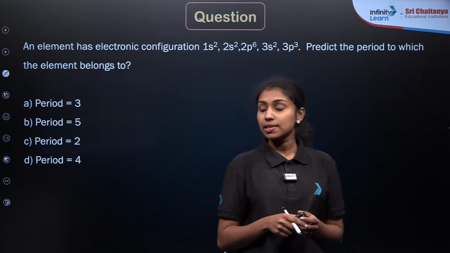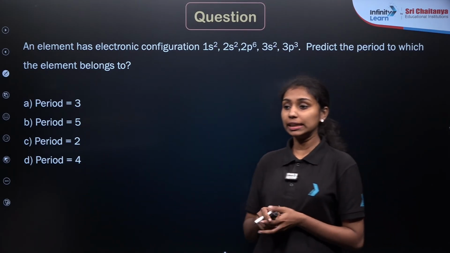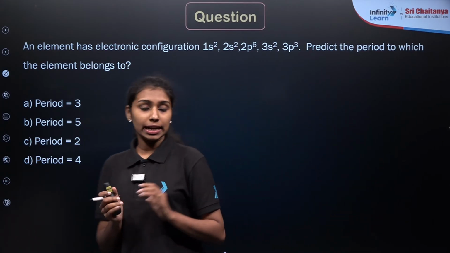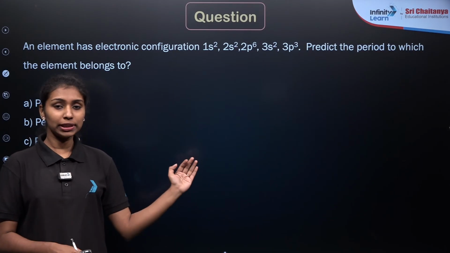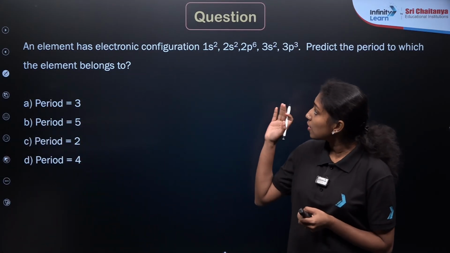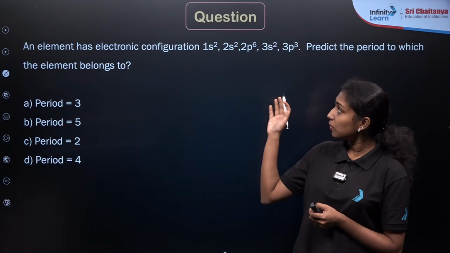In the session we have discussed how to predict the position of an element, right? From the electronic configuration of an element, we can get the idea about the block of that element, the period of the element as well as the group of that element. So you need to concentrate on the electronic configuration of this element which is given here.